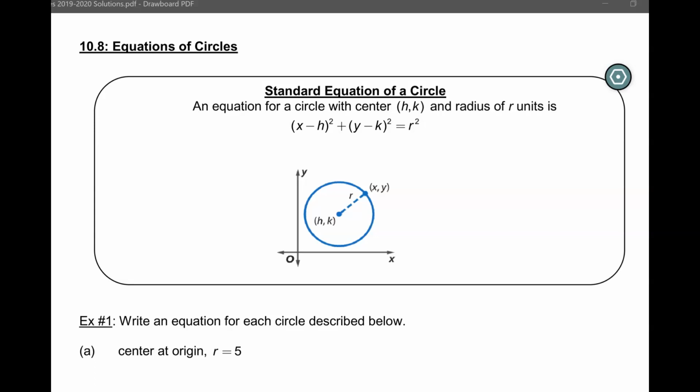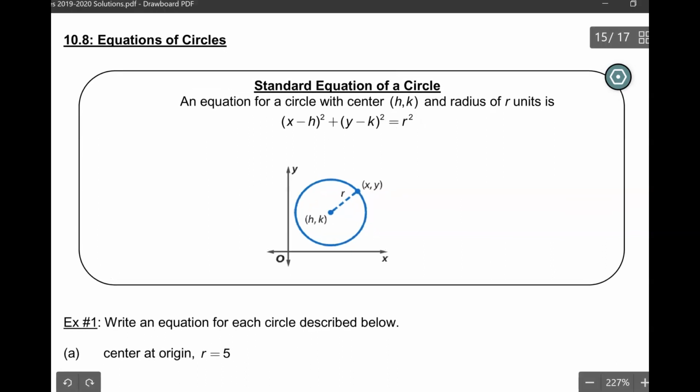Hey guys, so today we're going to do 10.8, equations of circles. First we'll start out with the standard equation of a circle. Just like we have a standard equation for a line, y equals mx plus b, where m is the slope and b is the y-intercept, but we leave x and y in the equation. Similarly, we have the equation of a circle.